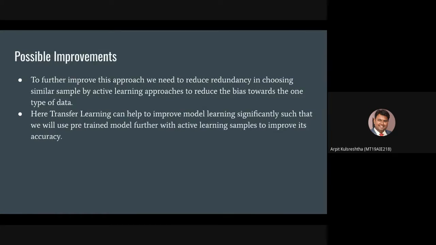So here are some suggestions for possible improvement to overcome the limitations. We can reduce the redundancy while choosing similar samples. We can apply an active learning approach which reduces similar kinds of sets, and it also reduces the bias. And transfer learning can be applied with the help of a pre-trained model, which can also significantly improve the performance.